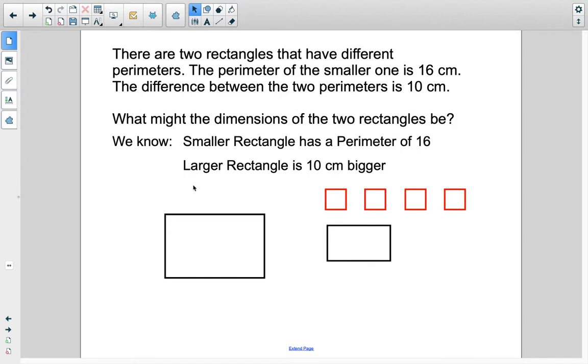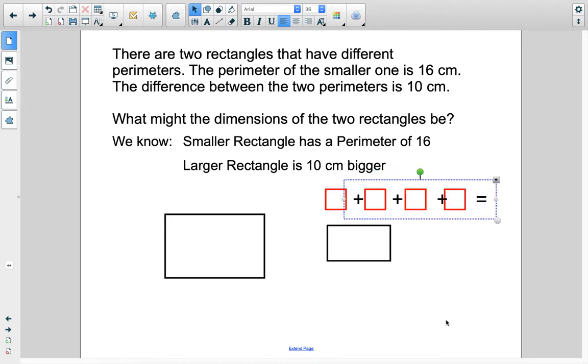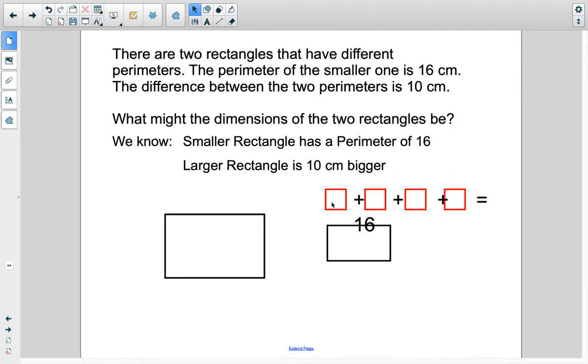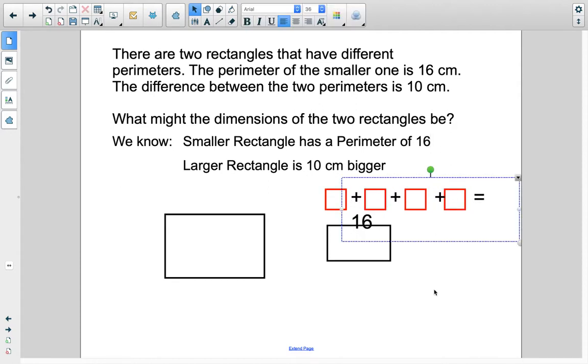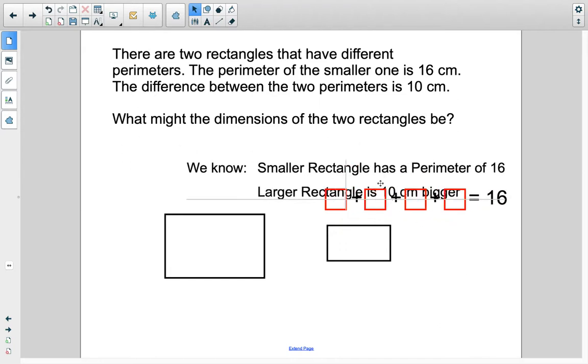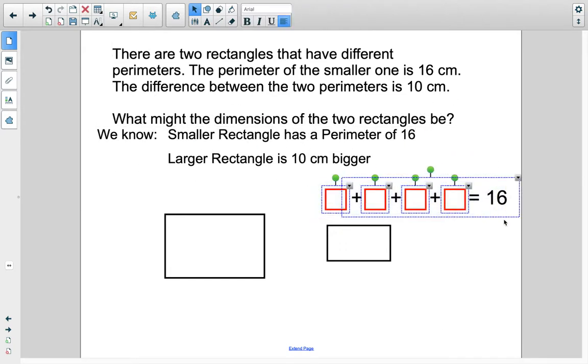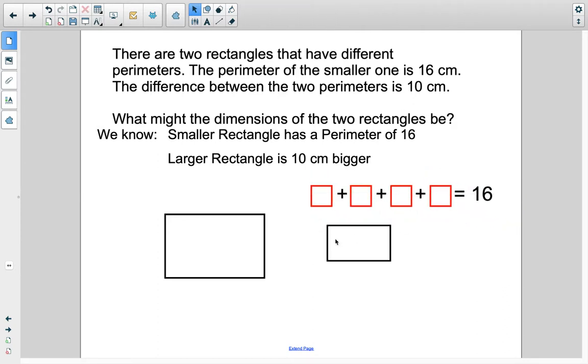So I'm just going to go plus, plus, equals 16. So we know I'm just going to have to shift this all over, make this a little bigger. There we go. So we know that those, when you add them up, is going to give me 16. All right, those four sides. All right. Now, we know, actually, this one as well.